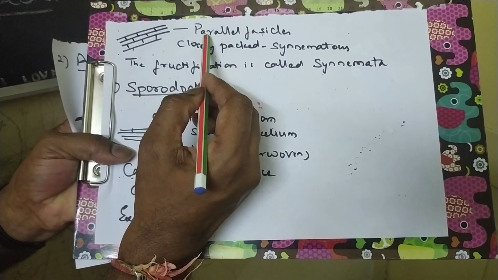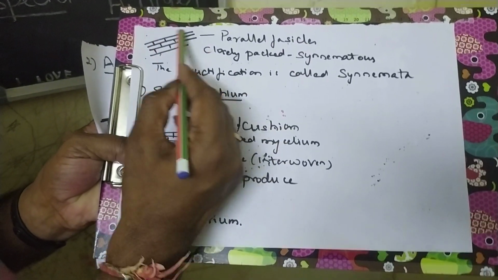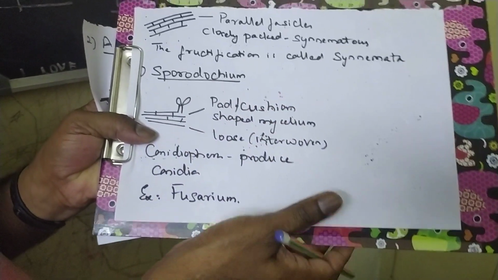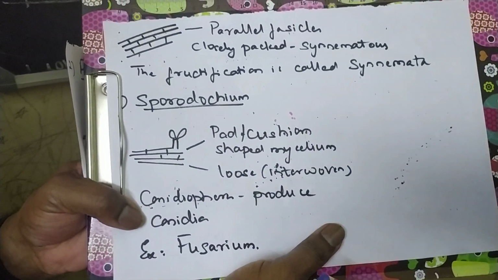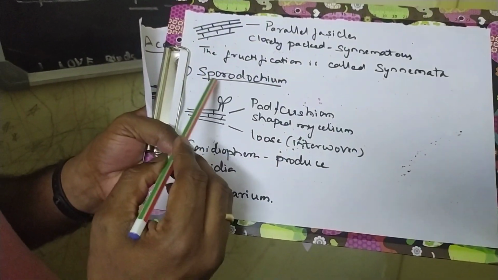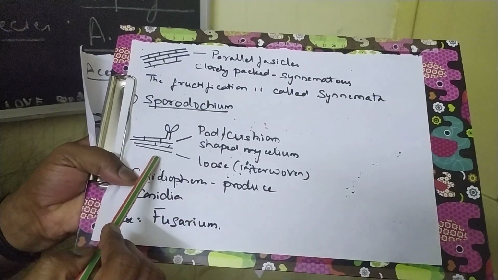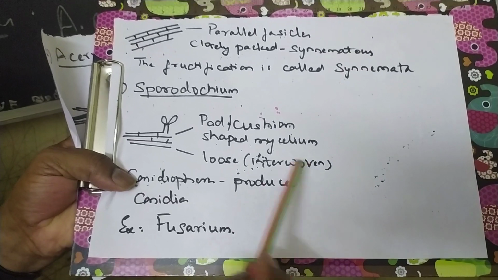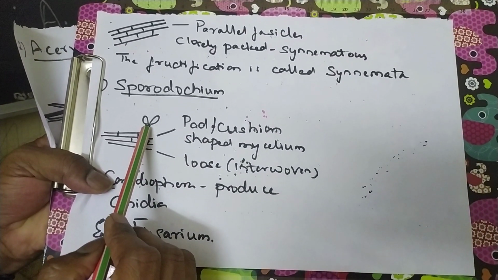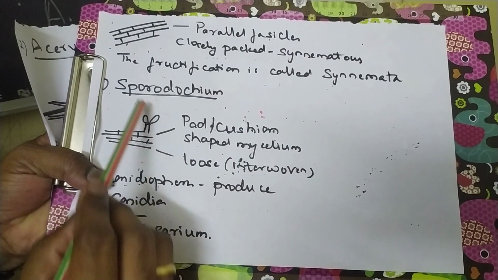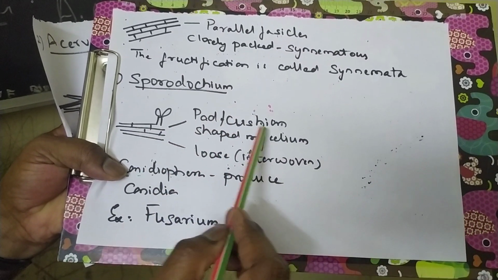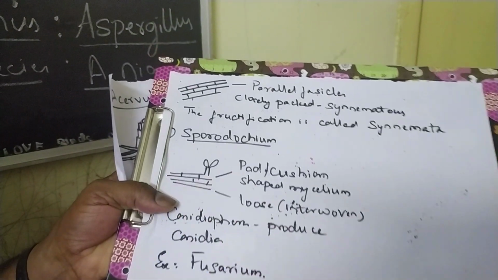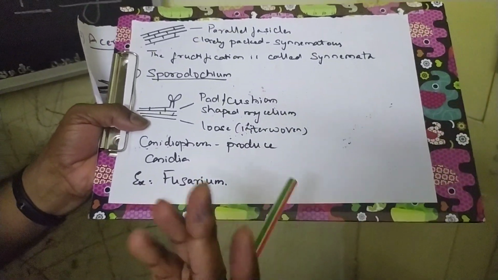The parallel mycelium is called fascicles, and the closely packed structure is called synnemata. The fructification, meaning the fruiting body structure, is called conidiomata, like you say conidiomata in the Ascomycetes. Sporodochium is one of the types of structures where the mycelium shows the same characteristic but is loosely arranged and interwoven, giving rise to conidiophores and conidia on the tip. The main difference is the cushion-shaped nature of loosely interwoven mycelium. Conidiophores will produce conidia. Example is Fusarium, which we learned in the beginning, with sickle-shaped conidia.